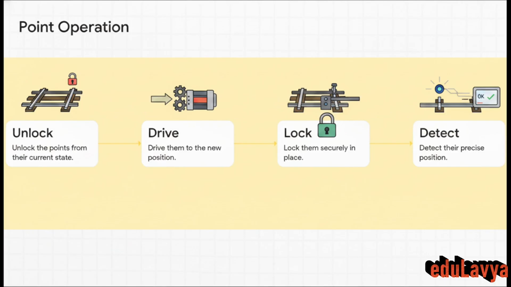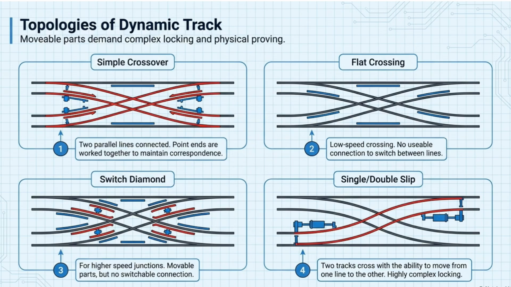The control system, known as the interlocking, has to mathematically and electrically prove that all 4 of these steps are 100% complete before it will authorize any train movement over those tracks. No exceptions. Whether we're talking about a simple crossover between 2 parallel lines or a highly complex switch diamond for high-speed junctions, the interlocking system takes absolutely 0 chances.